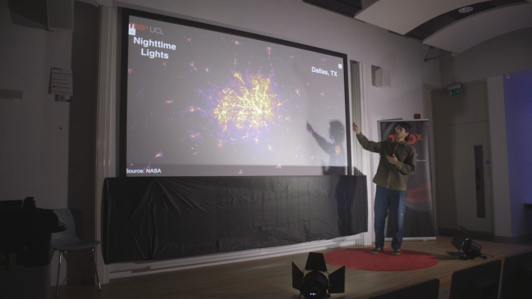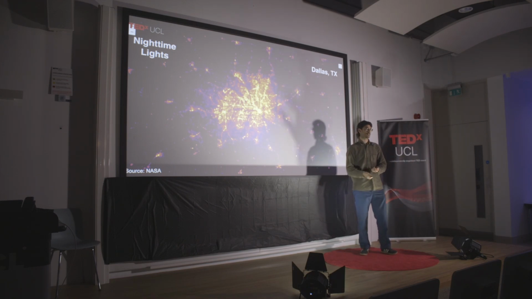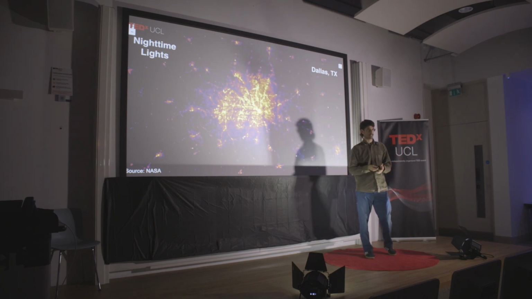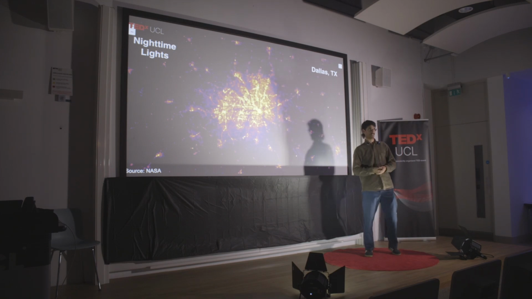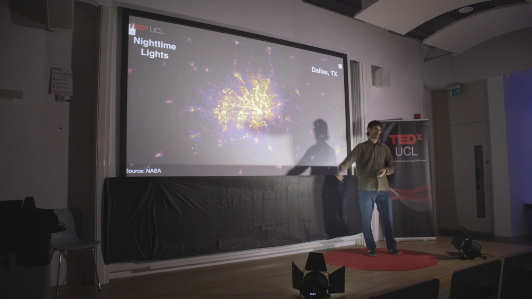So this is a nighttime lights image of Dallas, Texas. It's taken by an old US weather satellite called VIIRS. That stands for Visible Infrared Imaging Radiometer Suite. Rolls off the tongue. An old US weather satellite that takes pictures of the Earth at night. Quite pretty pictures at that.